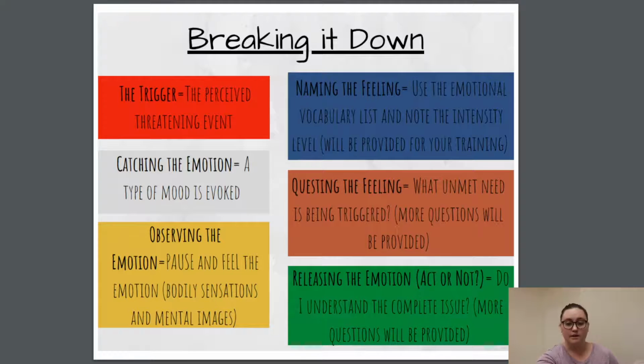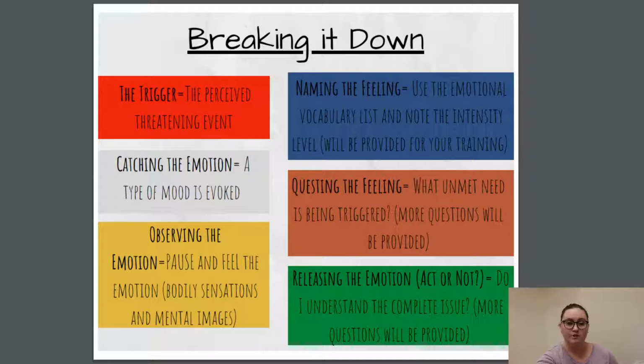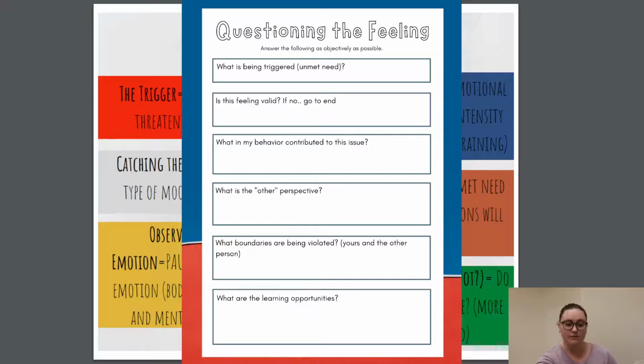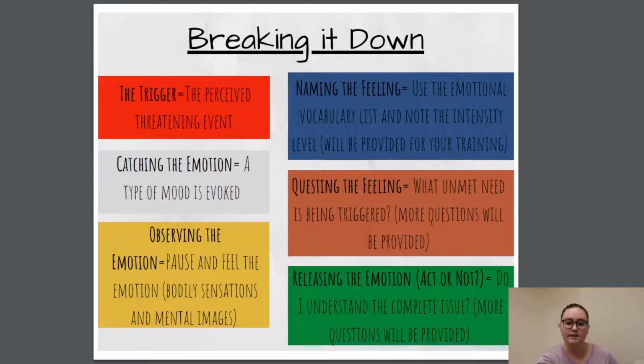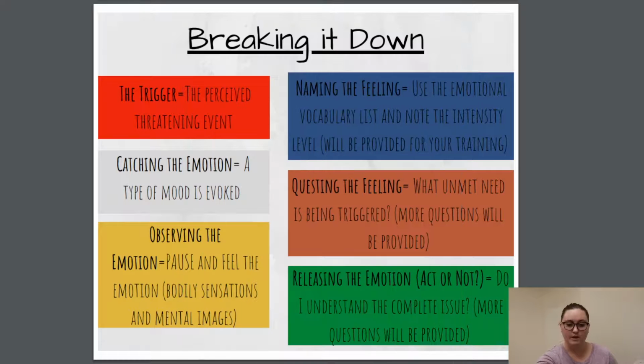Next is naming the feeling, and this is where you're going to use the emotional vocabulary list and note the intensity level, and these are going to be provided for you for your training. After that, you're going to question the feeling, and these questions are going to be provided for you as well, but one of them would be what unmet need is being triggered. And last is releasing the emotion. Do you understand the complete issue that is happening? And more of these questions are going to be provided as well. So let's get to the training.